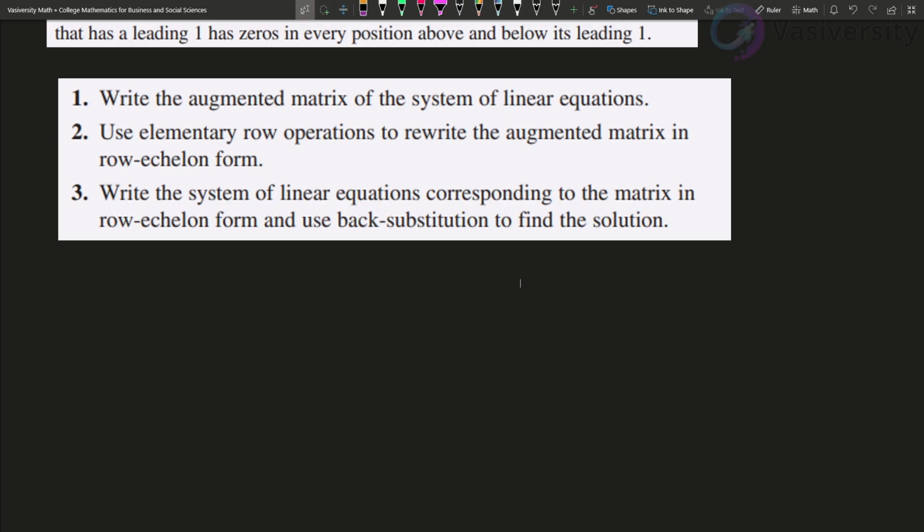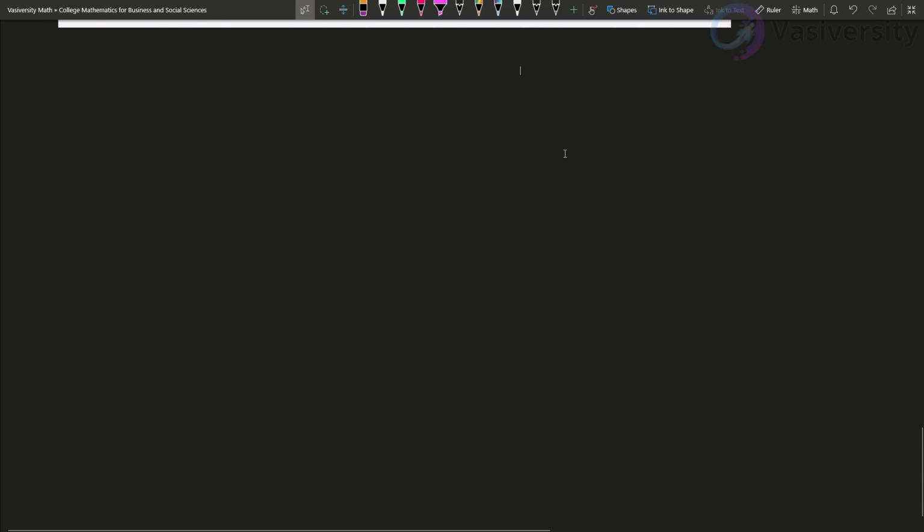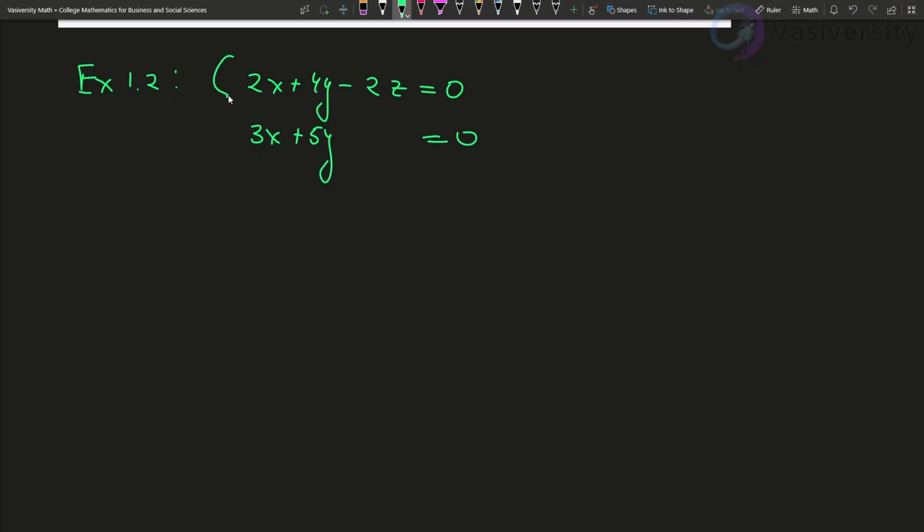Perfect. Let's go ahead and take a look at one more example, because sometimes the row echelon form doesn't only apply to square matrices, we can also have a non-square matrix. So let's take a look at this one. We have 2x plus 4y minus 2z is equal to 0, and 3x plus 5y is equal to 0. So what matrix form are we going to have? Well, it's going to be a 2 row, 3 column matrix. So we're going to have 2, 4, -2, then 3, 5, 0.